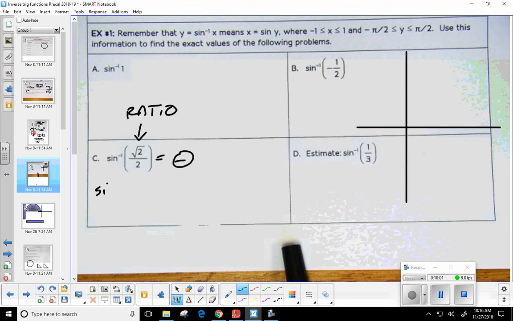Now, of course, you could work backwards. Say sine of theta is equal to the square root of 2 over 2. Again, you don't have to do that when you're working these problems. I'm just really wanting you to see what's going on here. So somebody help me out. Is this going to be in quadrant 1 or quadrant 4 like the previous example? It's in 1. Why? It's positive. There we go.